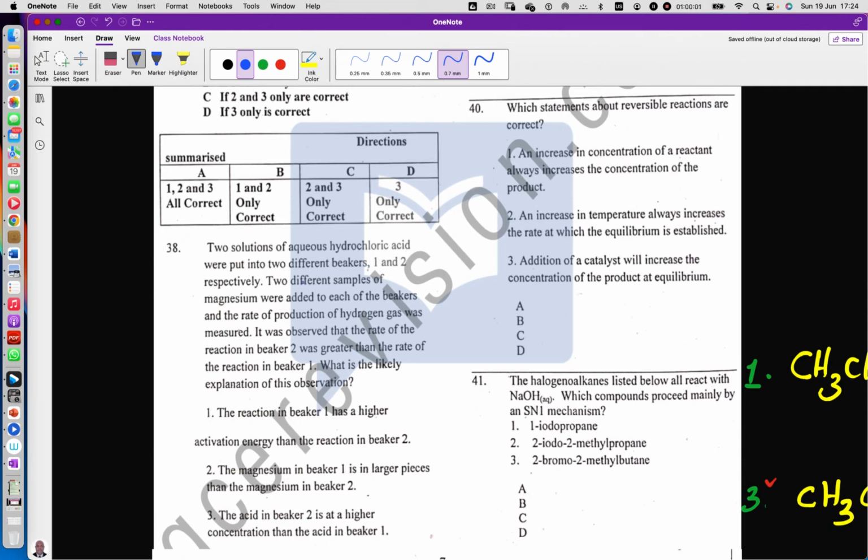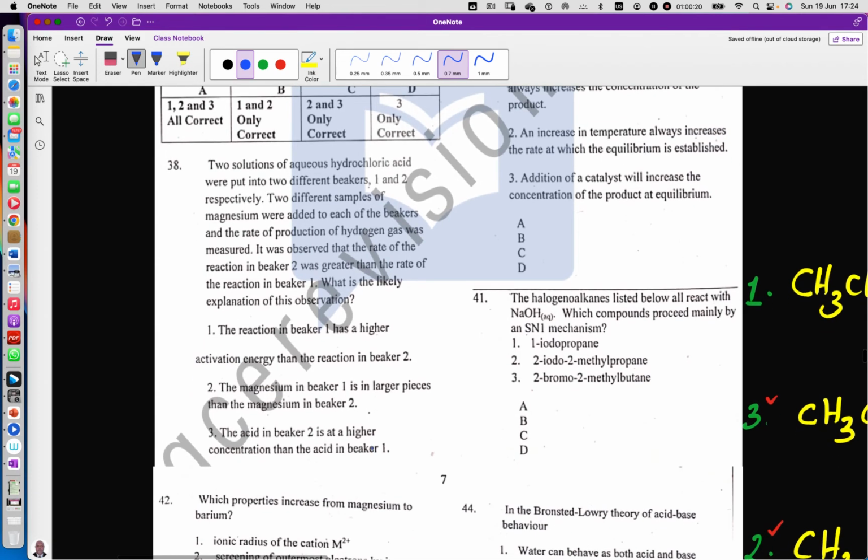It means that the reaction in beaker 1 has a higher activation energy. No. The magnesium in beaker 1 is in a larger piece than the one in beaker 2? That's not the case. It's not the larger piece that causes the rate of reaction. Instead, it is the surface area. The larger the surface area, and only smaller particles will have larger surface area. So that one is totally wrong.